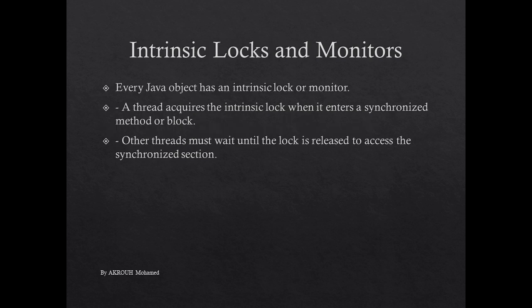Every Java object has an intrinsic lock, also known as a monitor. When a thread enters a synchronized method or block, it acquires this intrinsic lock. Other threads trying to enter the synchronized section must wait until the lock is released. This mechanism ensures that only one thread can access the synchronized section at a time, effectively preventing race conditions.